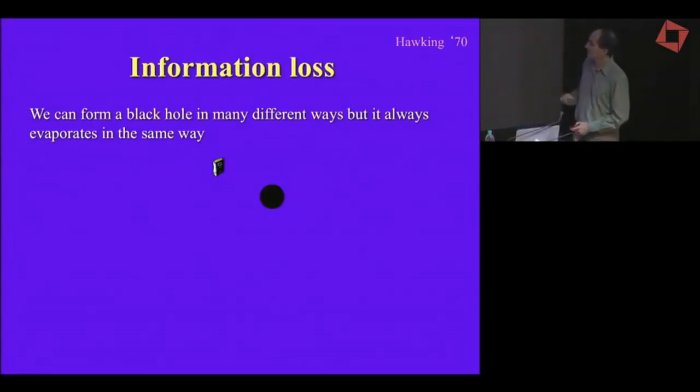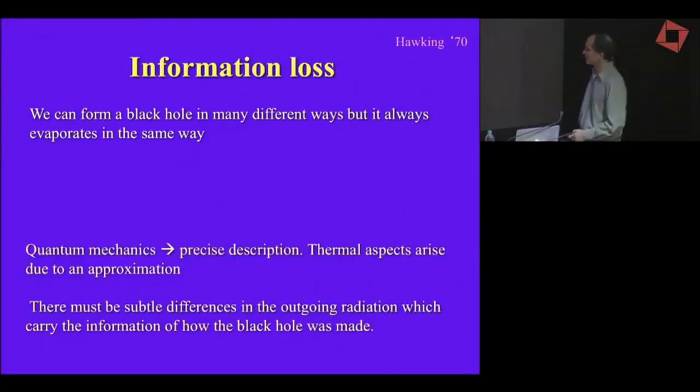Now, the second issue that is raised by the existence of this radiation is the following. We can form a black hole in many different ways. We emphasized this many times. But according to Hawking's formula, the black hole will emit radiation and will evaporate apparently always in the same way, emitting this Hawking radiation with no information of what fell into the black hole.